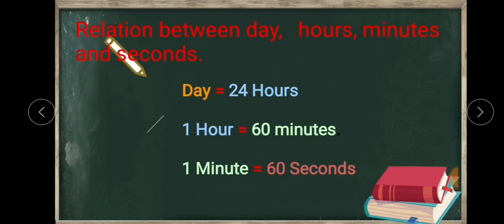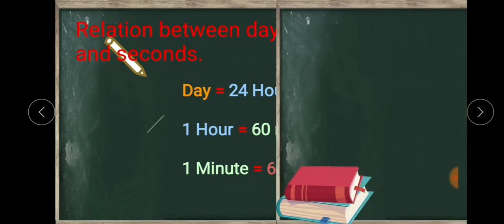So children, today we discussed two important topics. The first one, AM and PM. The time before noon we read in AM. The time after noon we read in PM. The second one, the relationship between day, hours, minutes and seconds. There are 24 hours in a day, 1 hour is equal to 60 minutes and 1 minute is equal to 60 seconds. Okay, thank you.